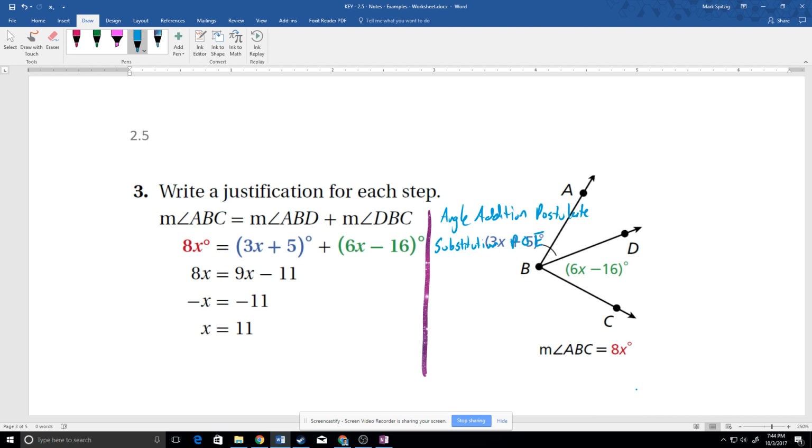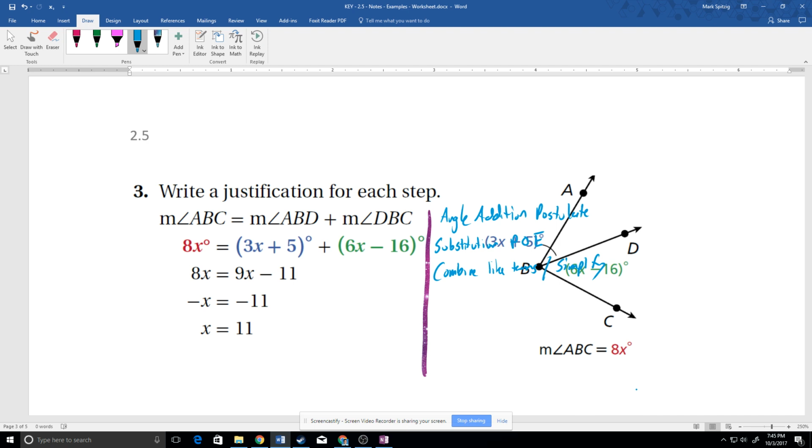Next thing we do is basically combining the second side together, right? The 3x and the 6x give me 9x, the 5 and the negative 16 give me negative 11. So it's combining like terms. It's fine. And then I'll put slash simplify. Hopefully we can read this over this. It's not great, but it'll do.